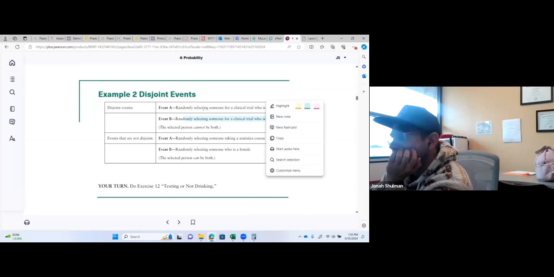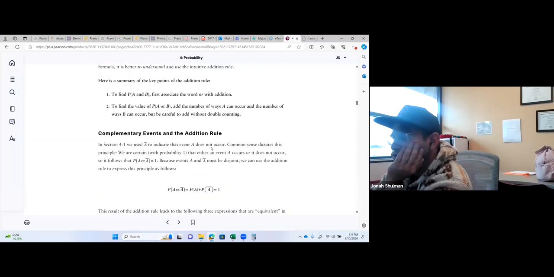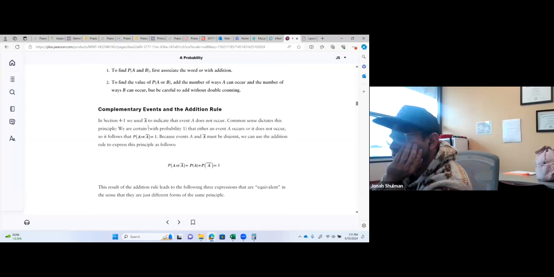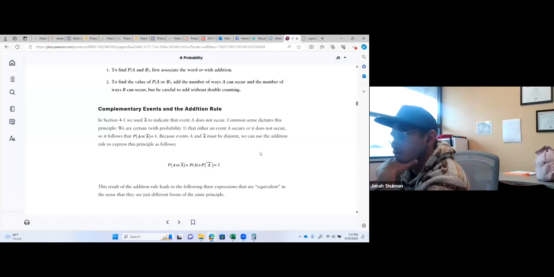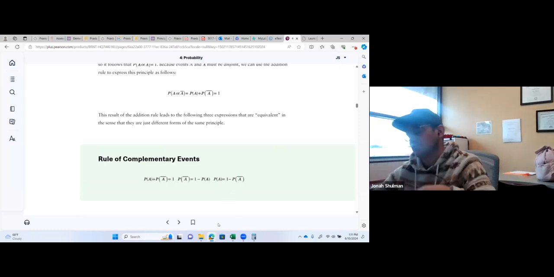Randomly selecting a female, randomly selecting a male. That's disjoint. Not disjoint: selecting someone in a statistics course and someone's female. A person can be both. Yes, it is true. Let's see what else we have. So we have complementary events, A or not A. If we have A or not A equal to 1, that relates to me subtracting not country to get the 1 from the total. So the probability of A plus the probability of not A equals 1. The probability of A equals, so this is just other ways of writing it.